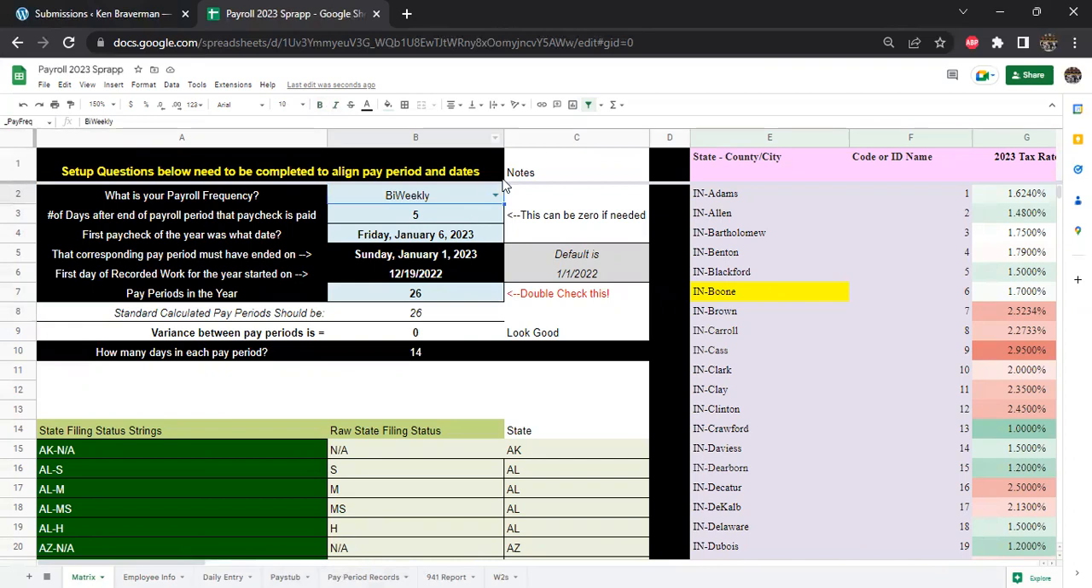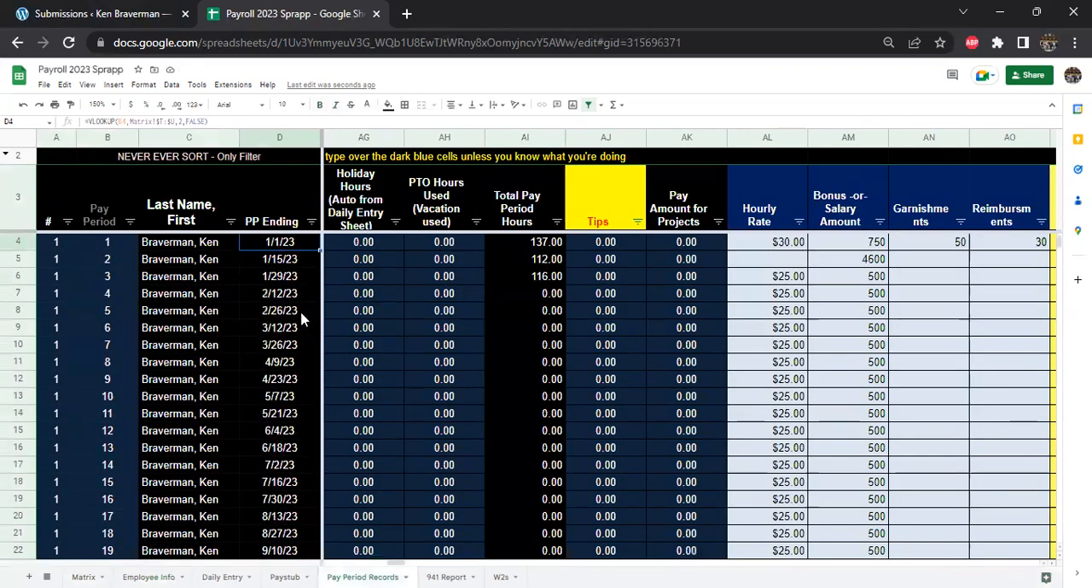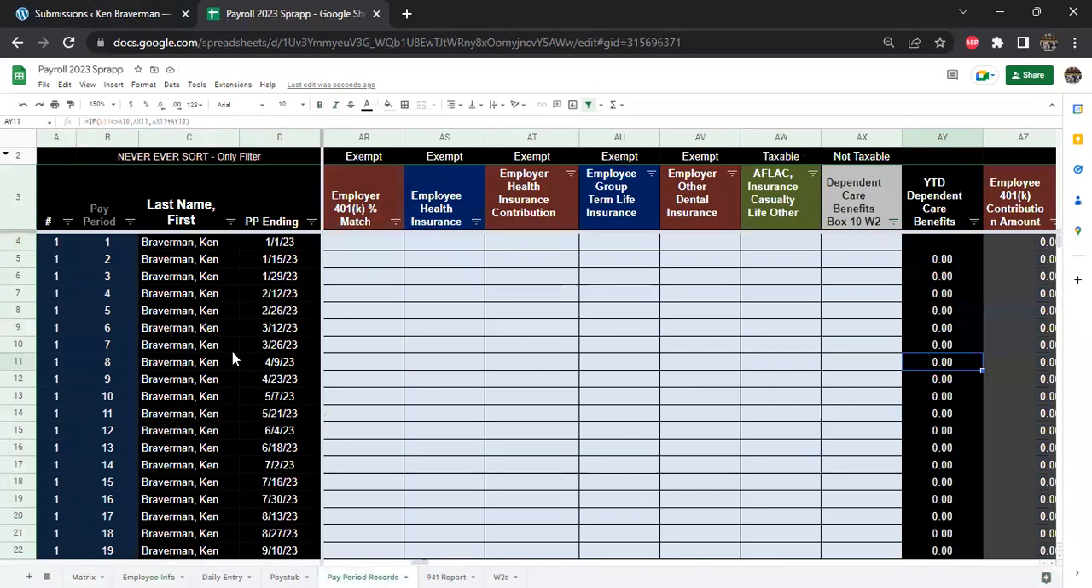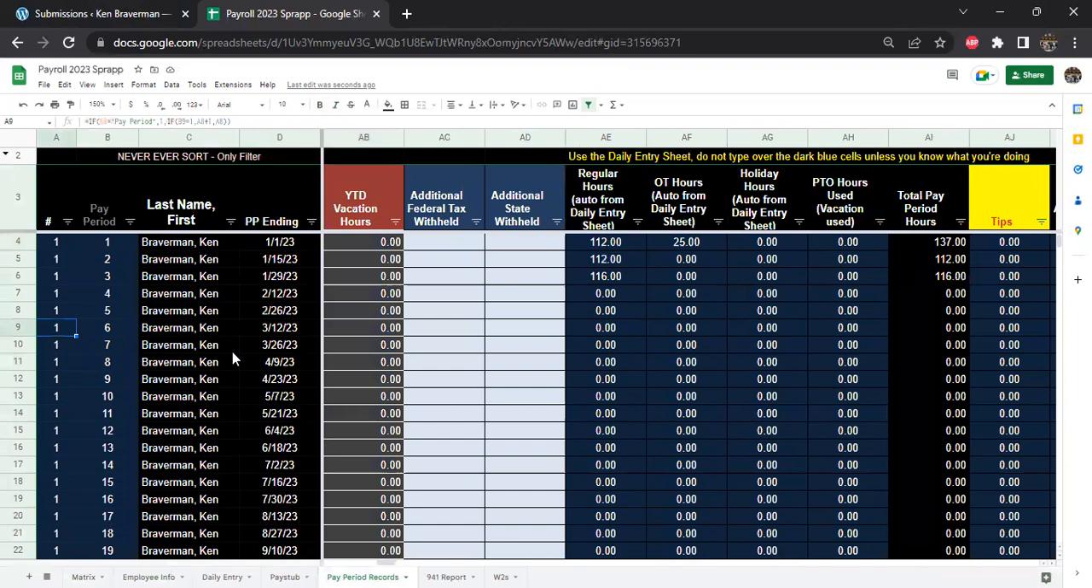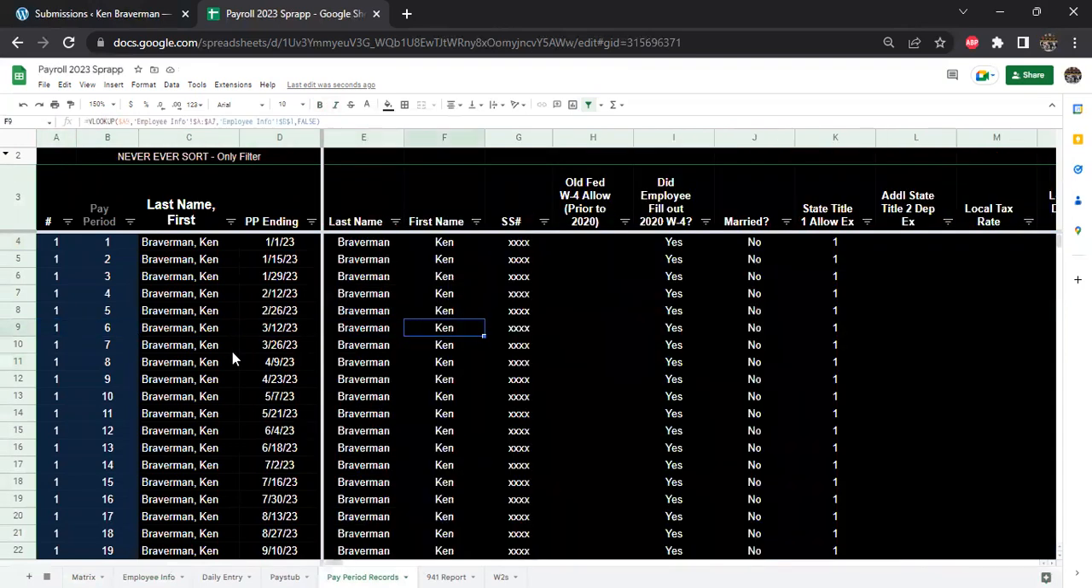Well, what's your pay periods? What does everything look like? It can be shown in your cube here, which is the pay period records sheet. It has everything. It goes all the way over to column like LR. Goes a long, long way. Hundreds of columns of data.